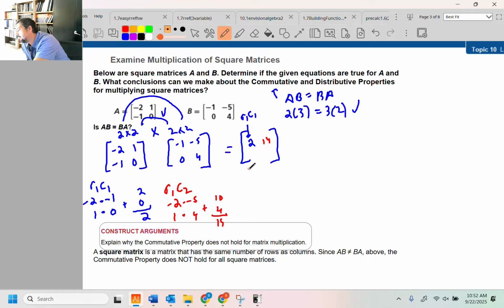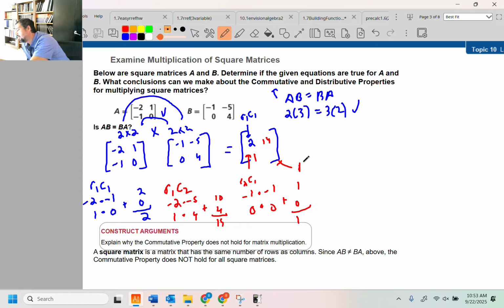All right, let's think about where we are now. We're in row 2, column 1. So I'm going to grab row 2 from the first matrix. It's always from the first matrix where you get the row. You get the column from the second one. Remember, we multiply across and we add down. -1 times -1 is 1. 0 times 0 is 0. We add down, we get a 1.